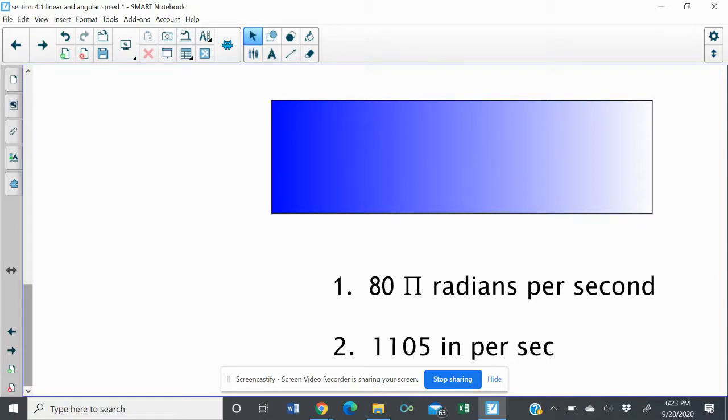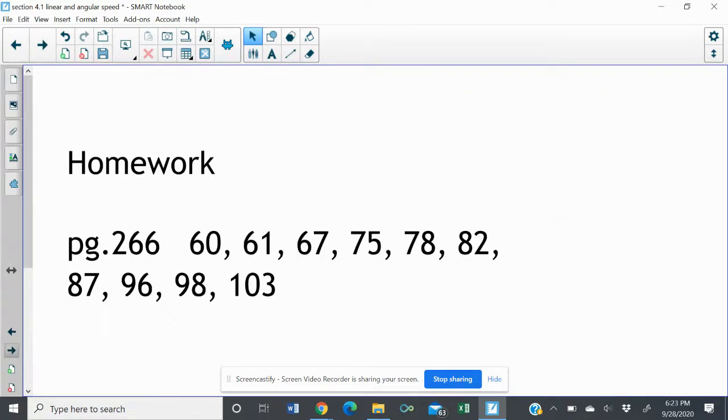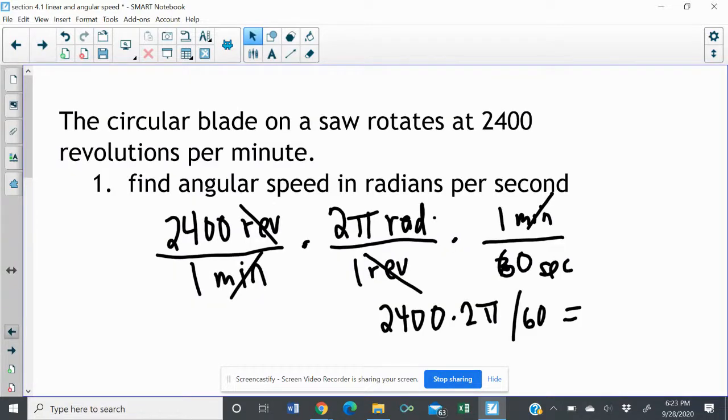All right. We're going to do lots of word problems tomorrow. That's not our homework for tonight. We're going to do lots of word problems tomorrow, and we'll see you then.